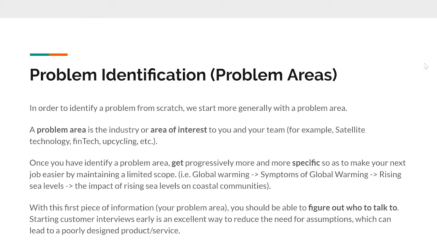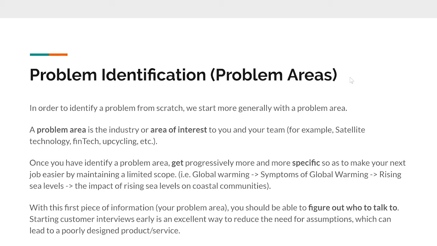So in order to identify a problem from scratch, if you don't already have something in mind, the approach I like to take is to start with an interest area or a problem area. A problem area is pretty generally just the industry or the area of interest that you and your team want to approach. So for example, you might choose satellite technology as an industry you want to work in, or fintech as an area of interest, upcycling as a mode of creating value, things like that.